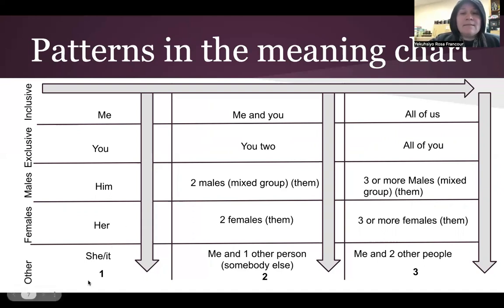And then our last row has to do with other. It just doesn't really have a pattern because it's she or it, me and somebody else, and me and two other people. So the second and third column are kind of related, but the first one is not. So it's just kind of other.